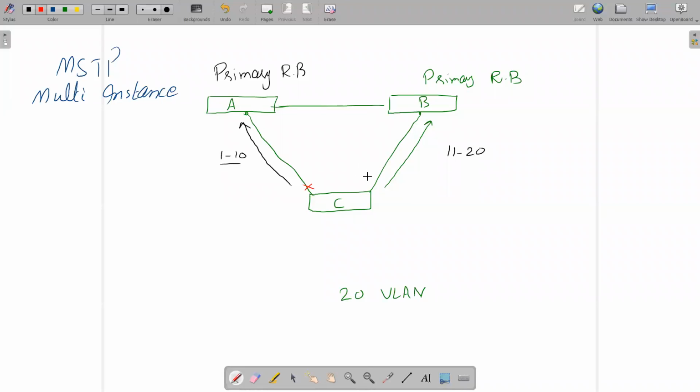That means, listen very carefully, for VLAN 1 to 10, this switch will be acting as a secondary root bridge. In the same case for them, if this link goes down, what does that mean? That the traffic of VLAN 11 to 20 will be interrupted? No. As a backup, for the traffic of VLAN 11 to 20, this switch will be acting as a secondary root bridge for all the VLANs.